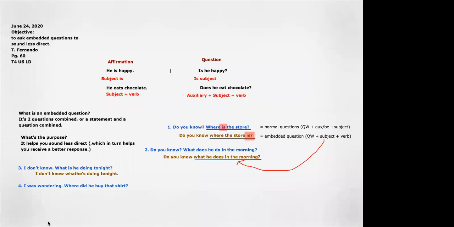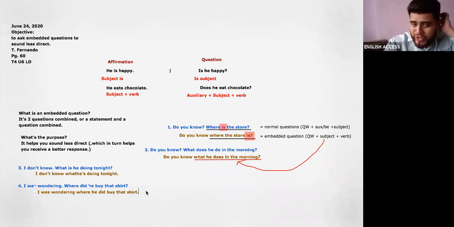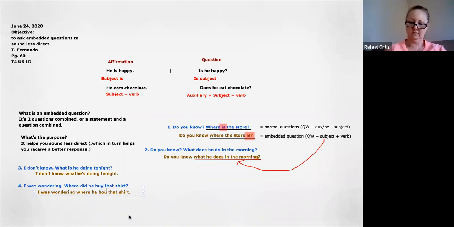I was wondering where he did buy that shirt. I was wondering where he did bought. We changed the verb. Yes, you changed the verb, but you had to cancel out the auxiliary. We don't use the auxiliary anymore. I was wondering where he bought that shirt. Yes. Very good.